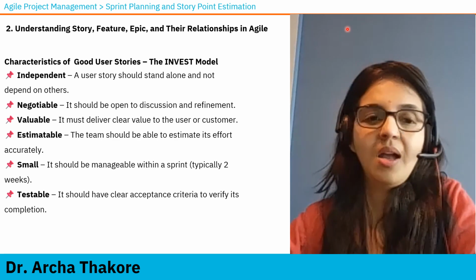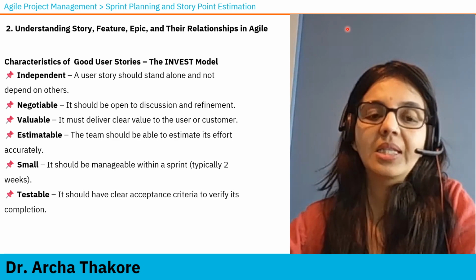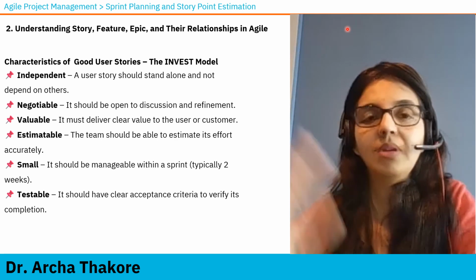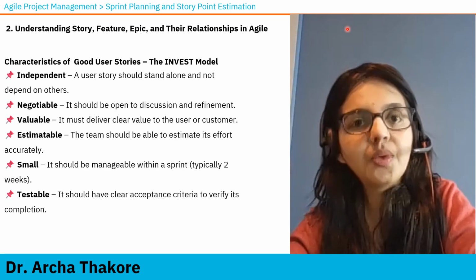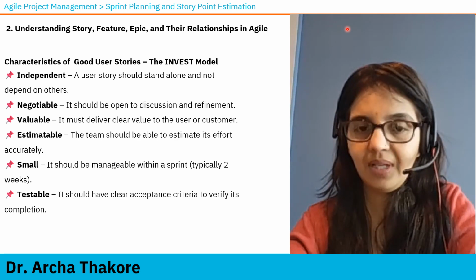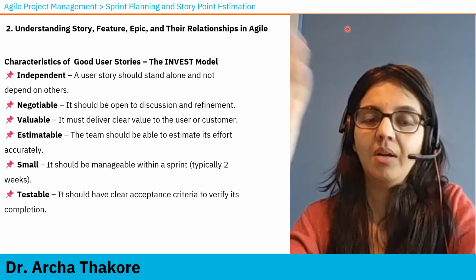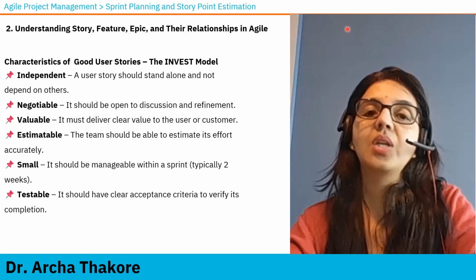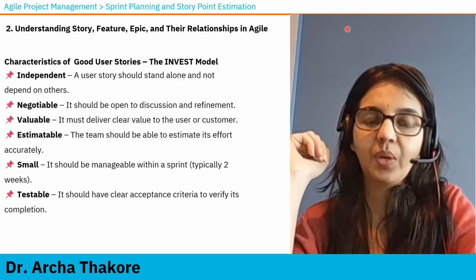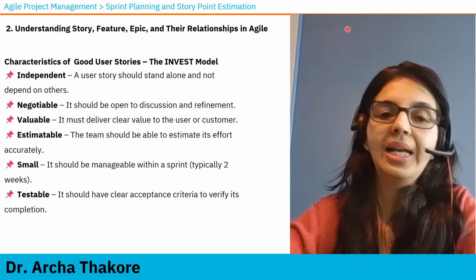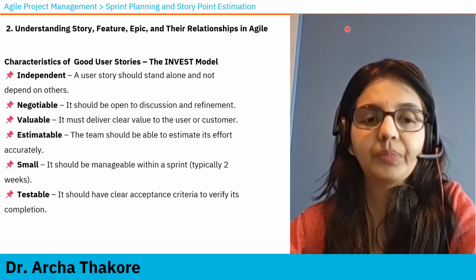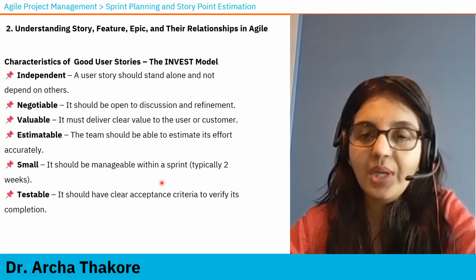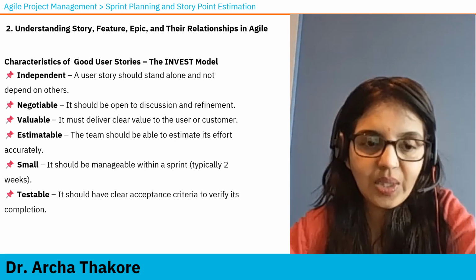Testable. It should have clear acceptance criteria to verify its completion. Imagine a user story like this: improve security. Now, what does that mean? You can't measure it. Instead, you should say, as a user, I want two-factor authentication to secure my account. Okay, so that is both estimatable and testable. And these are the few things which make your story a good story. Let's move on.